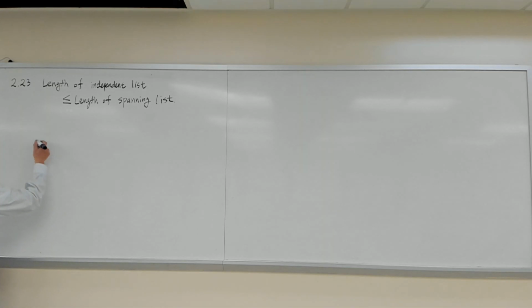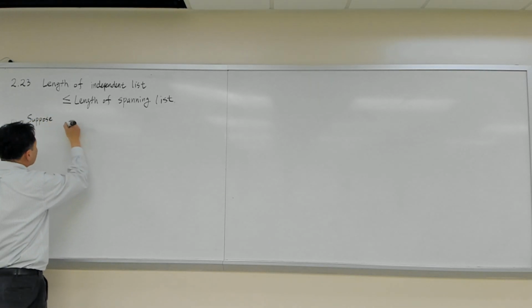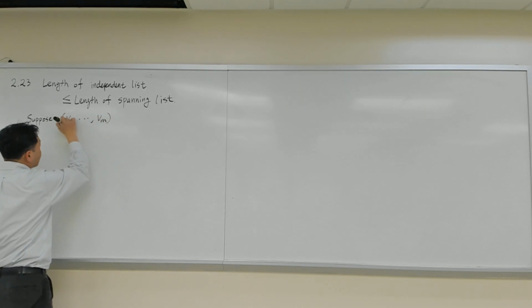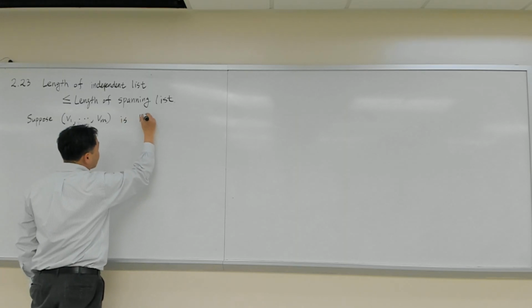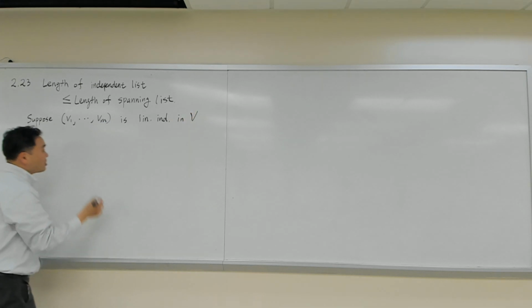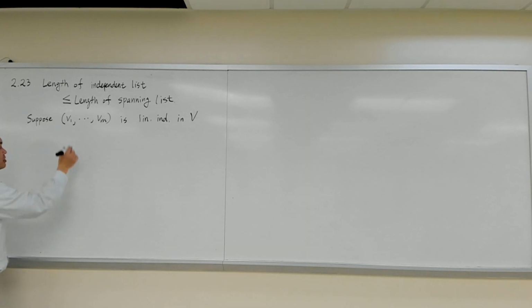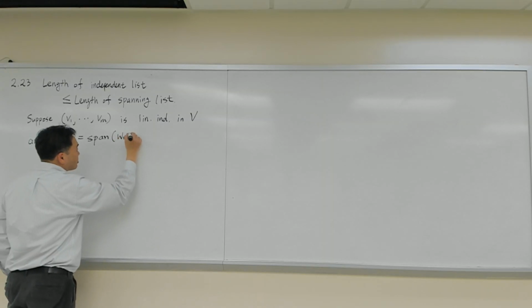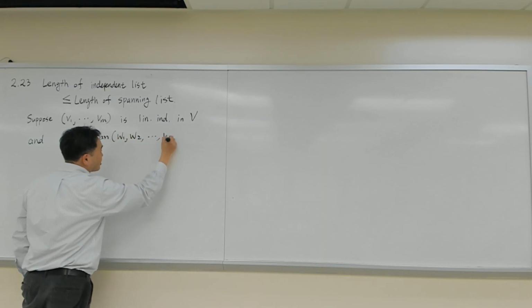And by this, the conditions are the following. Suppose V1 through Vm is linearly independent in V, so that it's a linearly independent list, and V is equal to the span of W1, W2, through Wn.